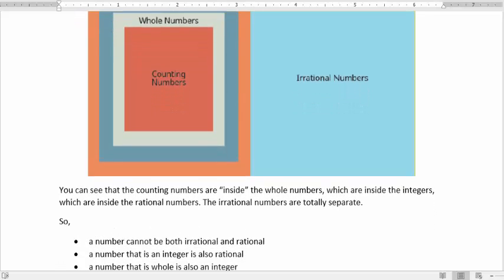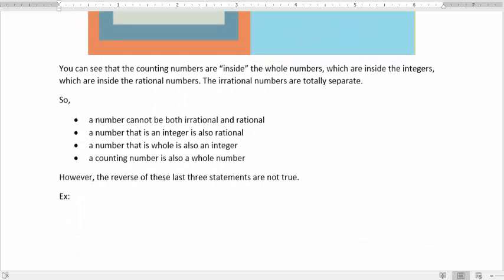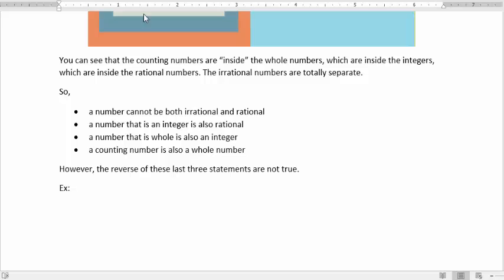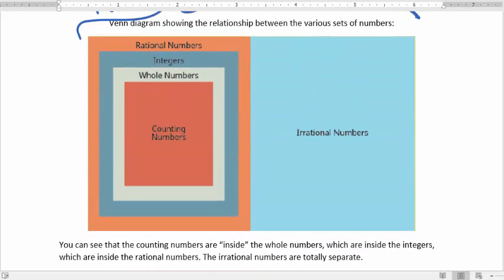So based on this, a number cannot be both irrational and rational at the same time. A number that's an integer is also rational. A number that's whole is also an integer. And a counting number is also a whole number, right? Because of the whole idea about them being inside one another, right? Counting is inside whole is inside integer is inside rational.